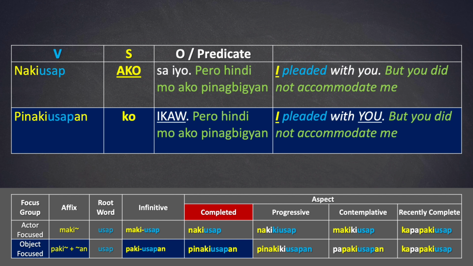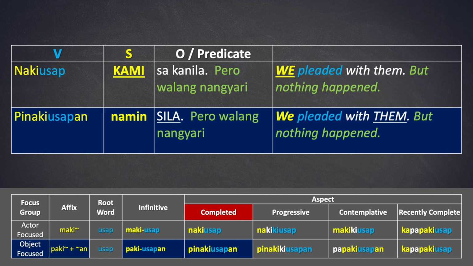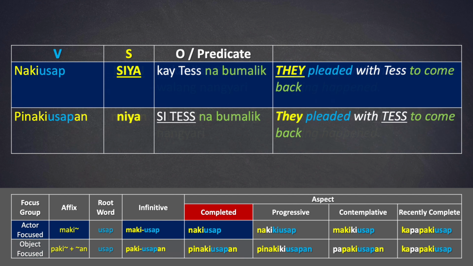Pinakiusapan ko ikaw, pero hindi mo ako pinagbigyan. I pleaded with you, but you did not accommodate me. It is ikaw, you, whom I pleaded with and no one else. Nakiusap kami sa kanila, pero walang nangyari. We pleaded with them, but nothing happened. Pinakiusapan namin sila, pero walang nangyari. We pleaded with them, but nothing happened. Nakiusap siya kay Tess na bumalik. They pleaded with Tess to come back.